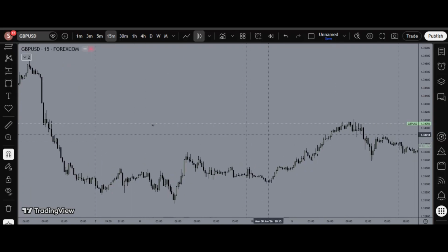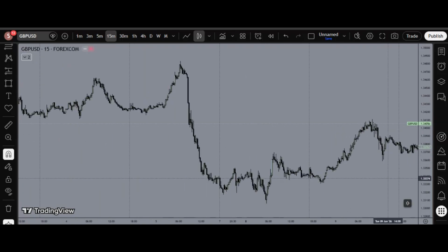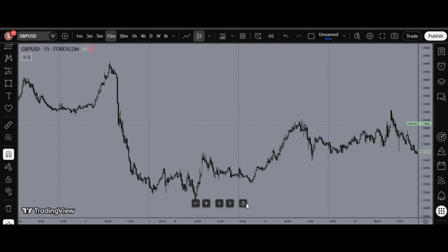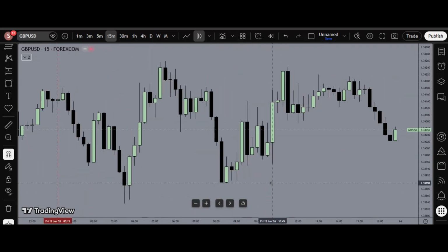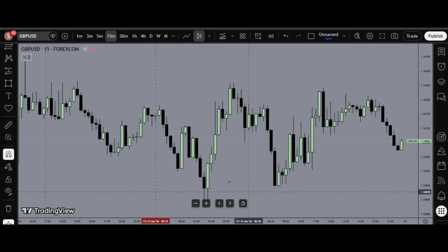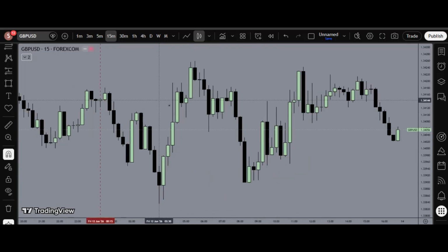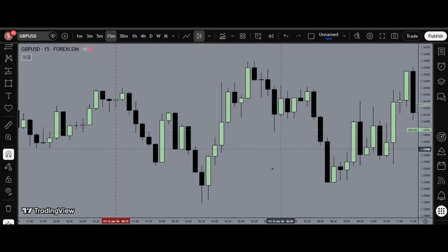Okay, so on the 15 minutes, this is GBP USD. That's the example there. I marked it so that I will not miss it out. Now, price swept this low and then gave us what? A break of structure.